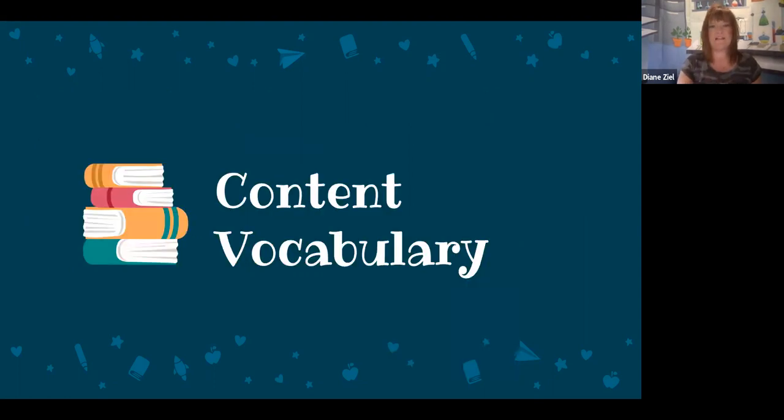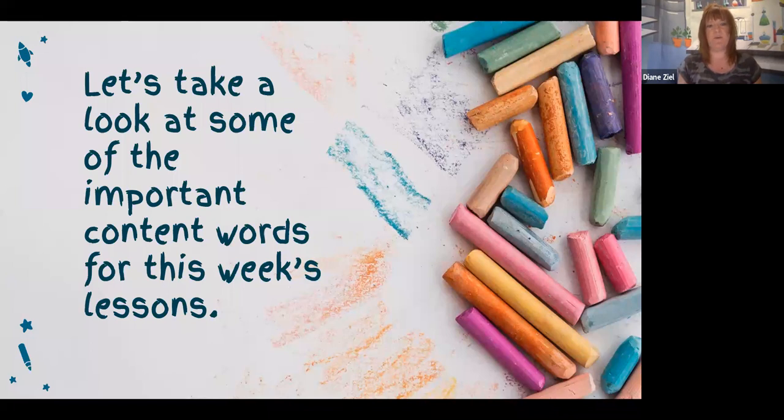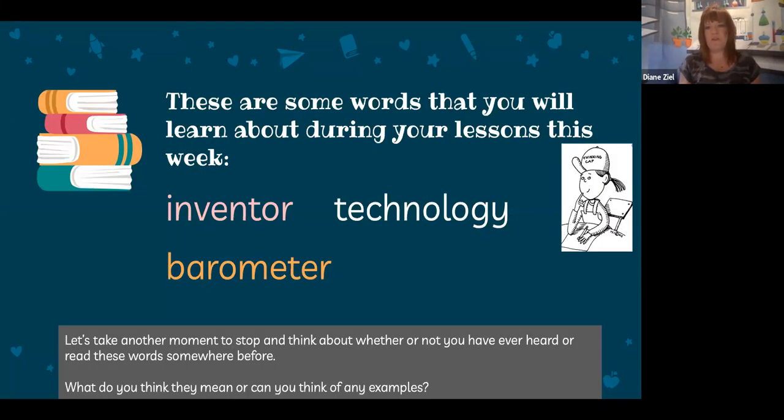Now let's take a look at some of the important content words for this week. These are some words that you will learn throughout your lessons during science this week. You will come across the word inventor, technology, and barometer. Before we move on to the meanings and look at some examples of these words, stop for another moment and think about whether you have ever heard or read these words somewhere before. What do you think they mean? And can you think of any examples?